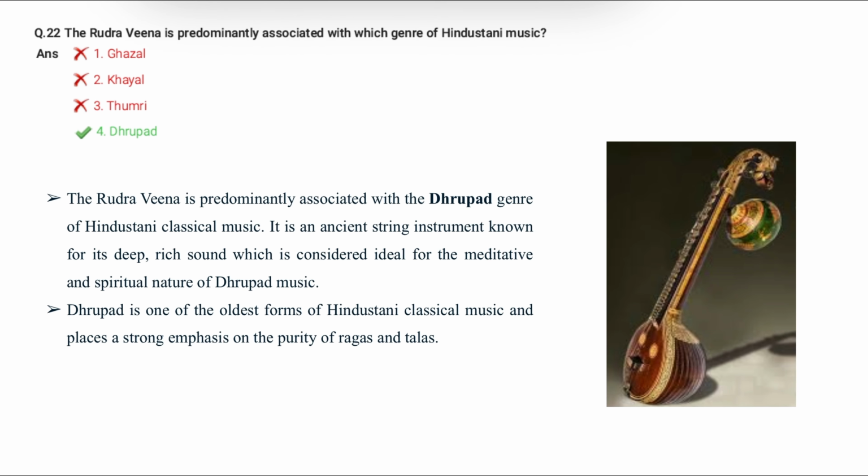Question number 22. The Rudraveena is predominantly associated with which genre of Hindustani music? Rudraveena is predominantly associated with Drupad genre of Hindustani classical music. It is an ancient string instrument known for its deep, rich sound, which is considered ideal for meditative and spiritual nature of Drupad music. Correct answer 4.